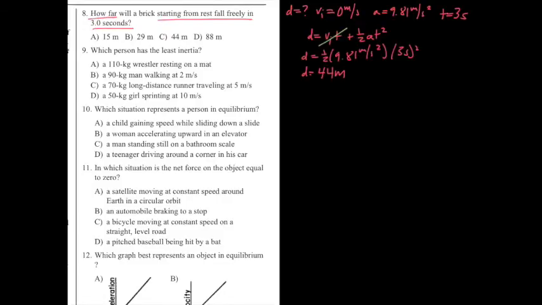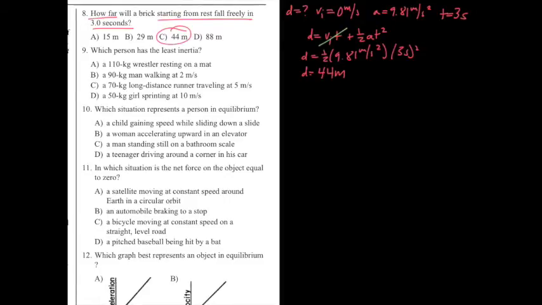Alright, number 8 is going to be our last kinematics question for now. So number 8, how far will a brick starting from rest fall freely in 3 seconds? Pretty straightforward. How far is distance? We're looking for d. Vi, start from rest, is 0. a is 9.81 meters per second squared, and t is 3 seconds. Solve for d, and you get approximately 44 meters.